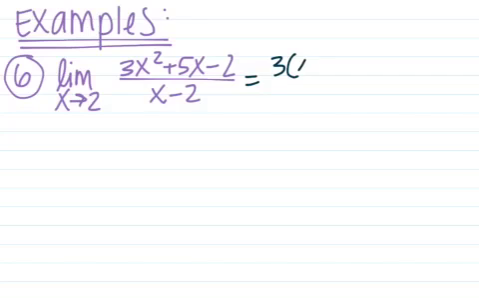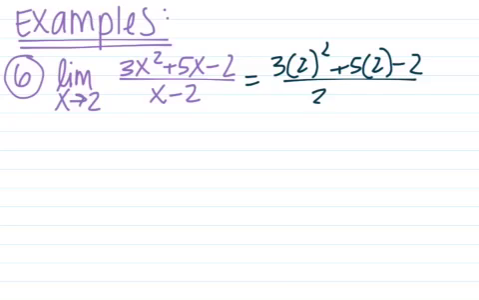So 3 times 2 squared plus 5 times 2, wow, my 2's are struggling today, minus 2, all over 2 minus 2. And what you'll see is this time we don't get 0 over 0. We actually get a number, I think if I remember right, it's a 20 over 0. So this is different than the previous examples because of that.